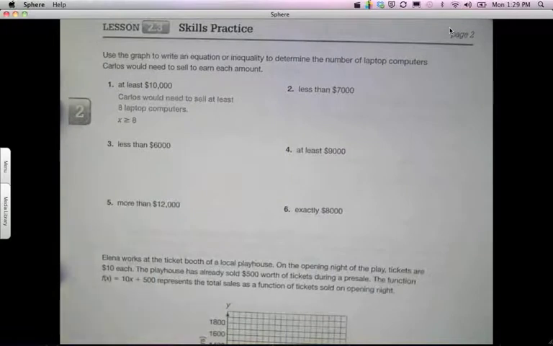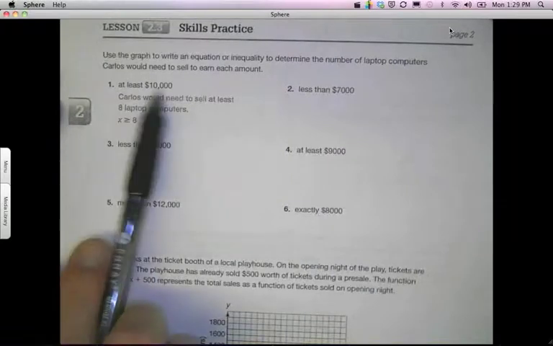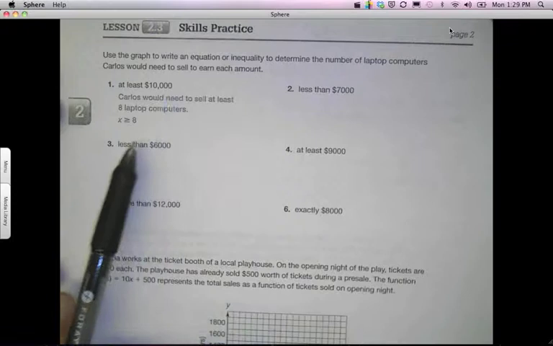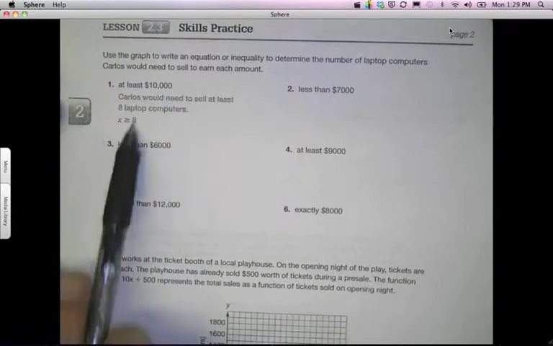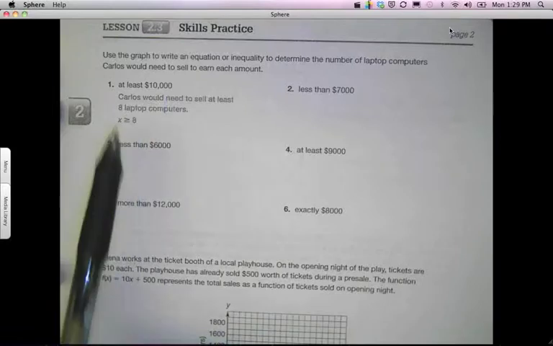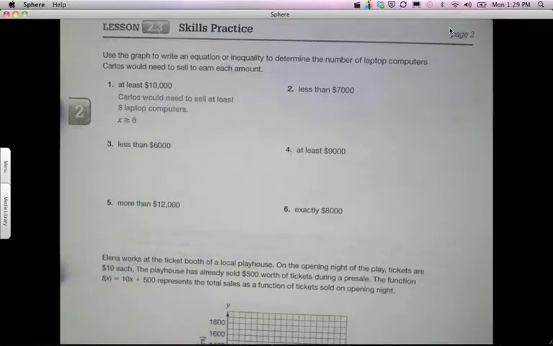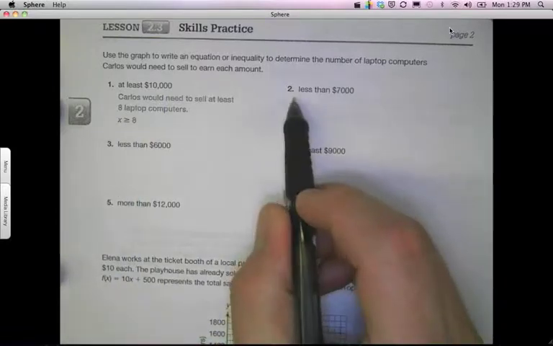And the first one it shows you is for $10,000, Carlos would need to sell at least 8 laptop computers, and then it writes the inequality below that. But it's not really evident where they get that information from, and it's because it comes from the previous page. So let's go back. For number 2, I'll show you how to do that by going back to the information on the page before.